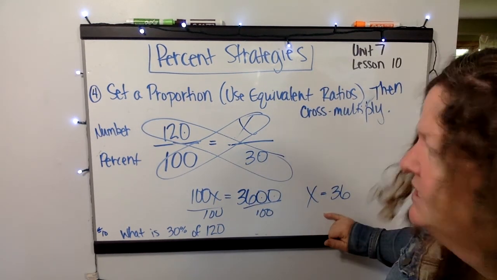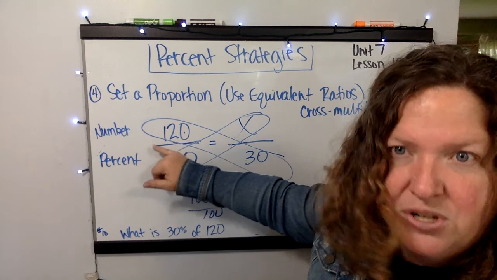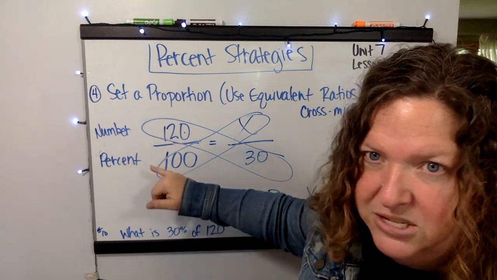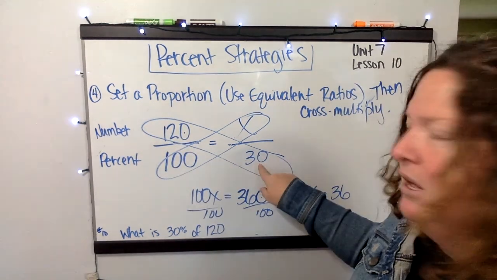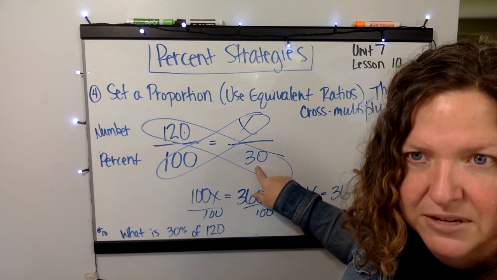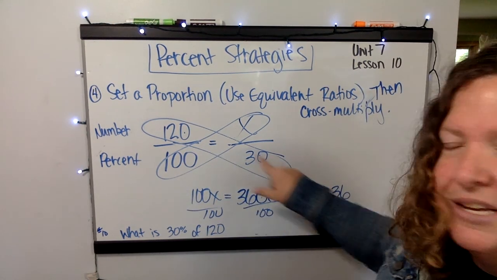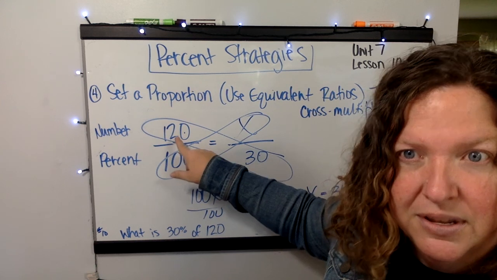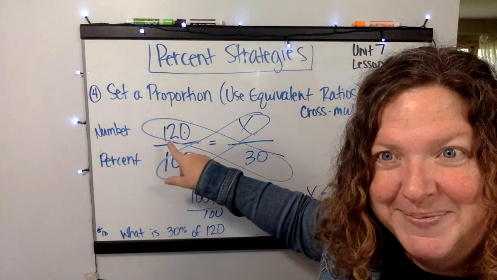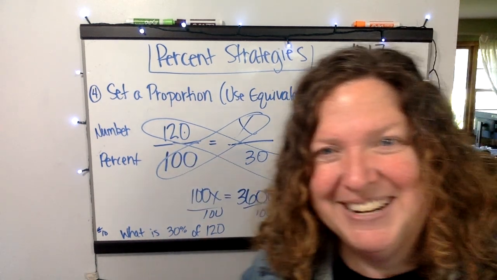X equals 36. We said the number we're starting with is 120. That's the whole thing. We want 30% of it. 30% is about a third of it. Is 36 about a third of 120? The answer is yes. So we know we got it right.